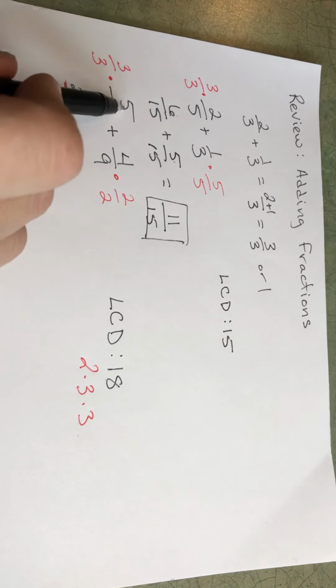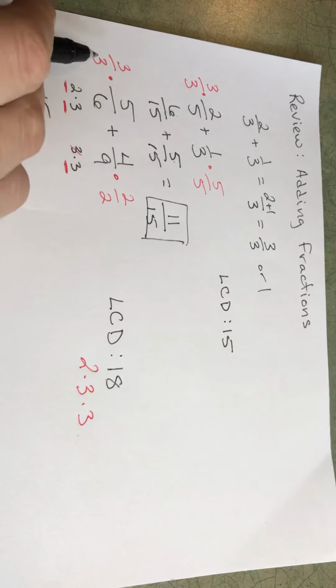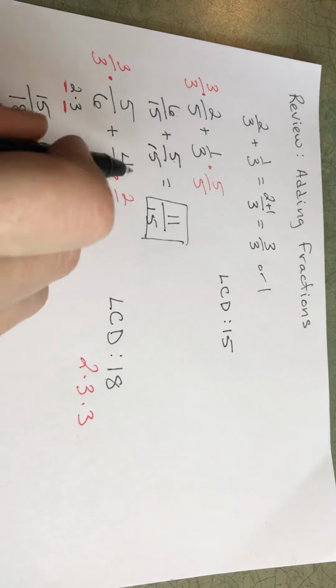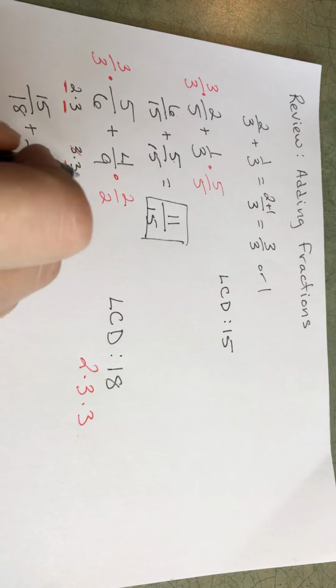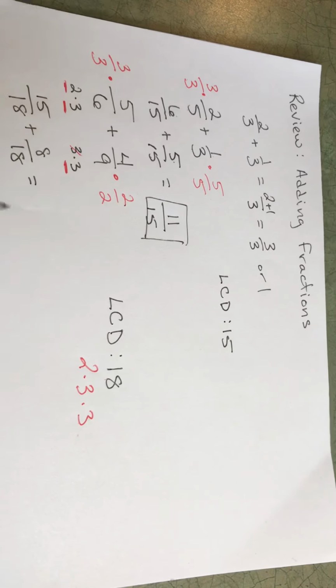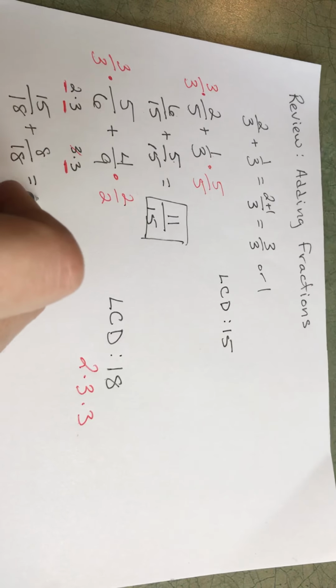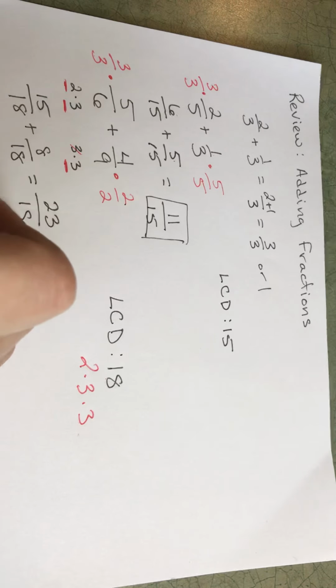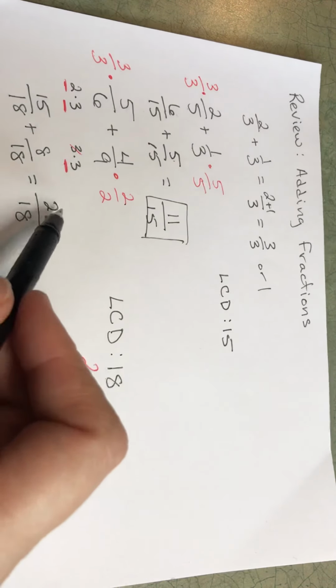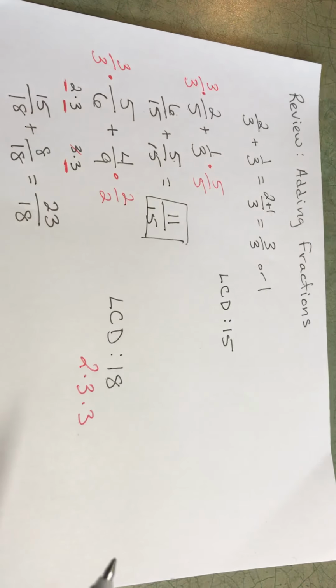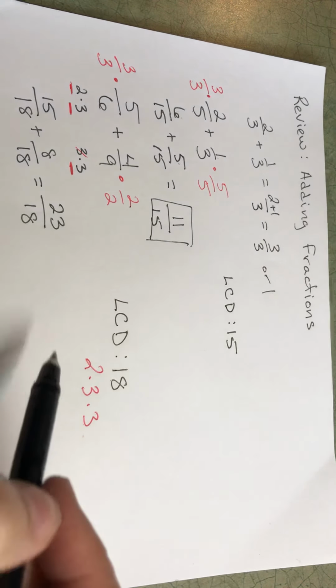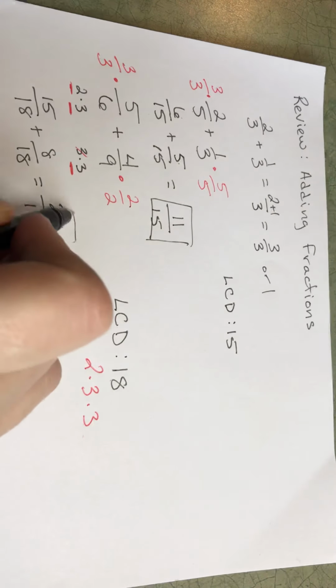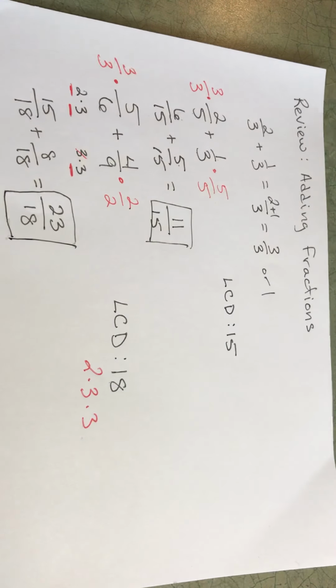So then 3 times 5 is 15, 3 times 6 is 18, plus 4 times 2 is 8, 9 times 2 is 18, 15 plus 8 is 23/18. I can't simplify because 23 is a prime number, so there's nothing I can do to simplify. I'm not worried at all about this being an improper fraction, so I'm just going to leave it just like that. Okay, so that's just basic adding fractions.